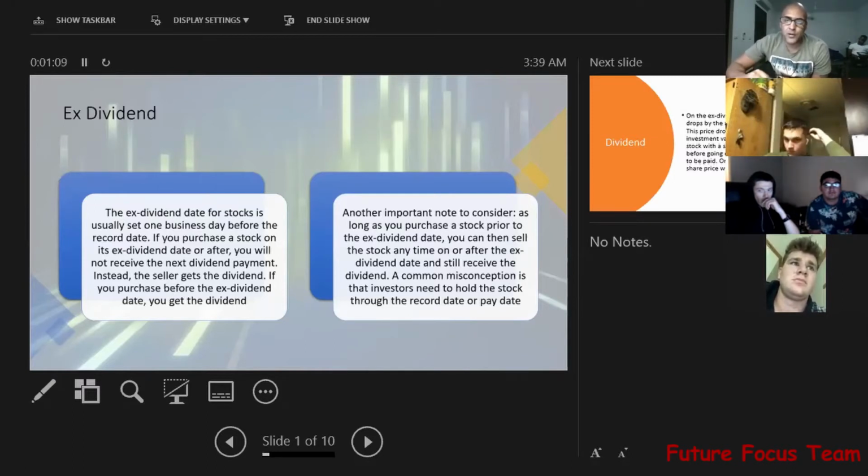All right. Another important note to consider: as long as you purchase a stock prior to the ex-dividend date, you can sell the stock any time on or after the ex-dividend date and still receive the dividend. All right. I'm going to show you a visualization of this as we go along.